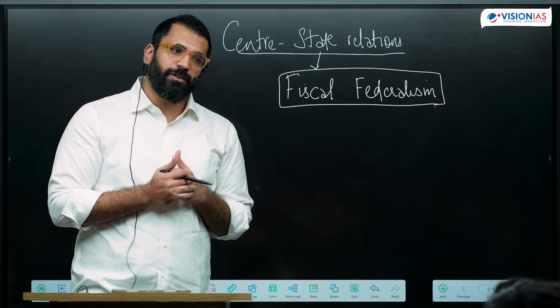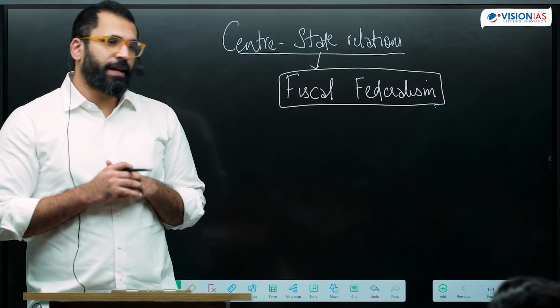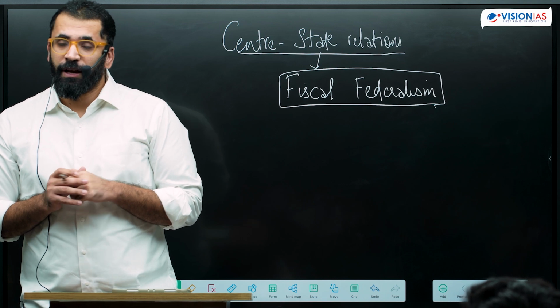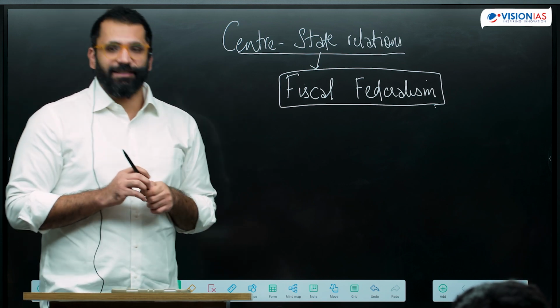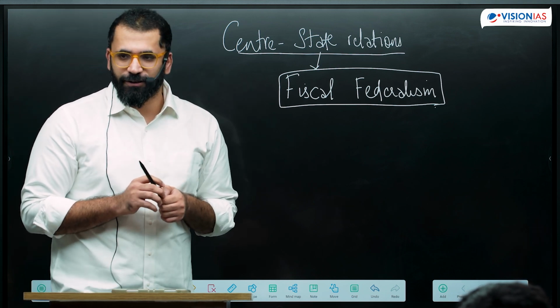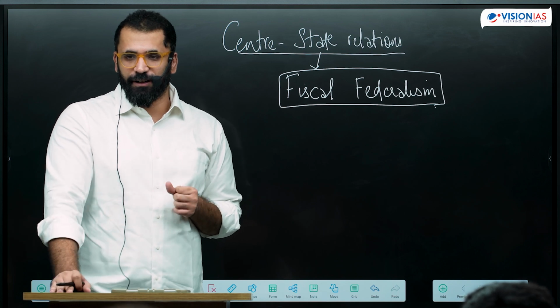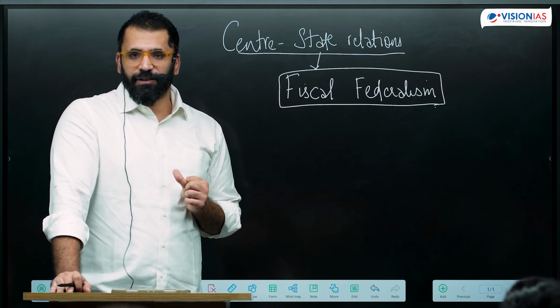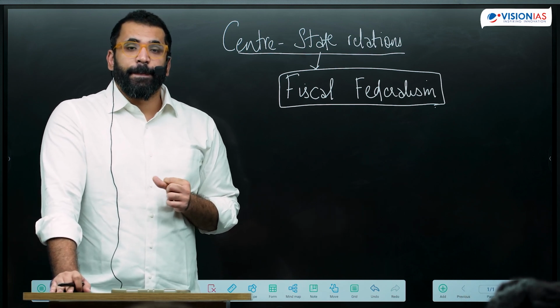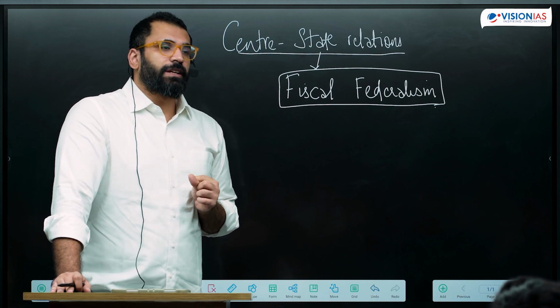To prevent regional conflicts. Anything else? That's just one topic, interstate water dispute. There is a mechanism to deal with that also. Articles 261, 262 deal with that. Welfare of diverse population. Anything else?